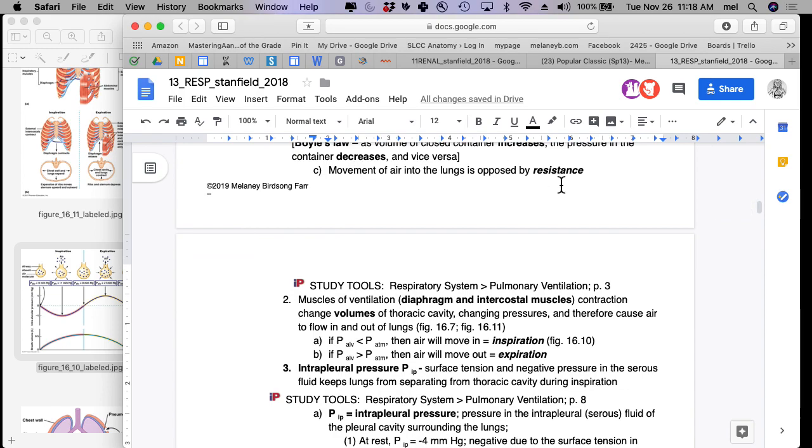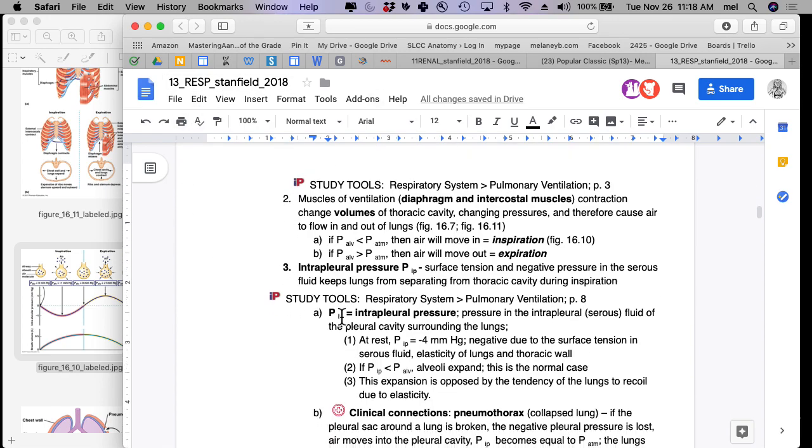And we'll come back to resistance in just a second. So the last little tidbit is just to put some definitions to the stuff that we've already talked about. The muscles of ventilation are primarily the diaphragm and the intercostal muscles. Contraction of those muscles causes changes in volume, which causes changes in pressure, which causes ventilation, causes air to move.